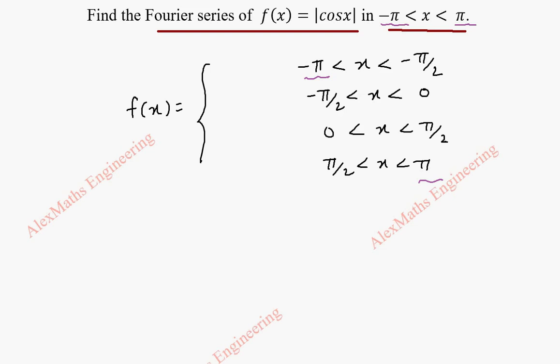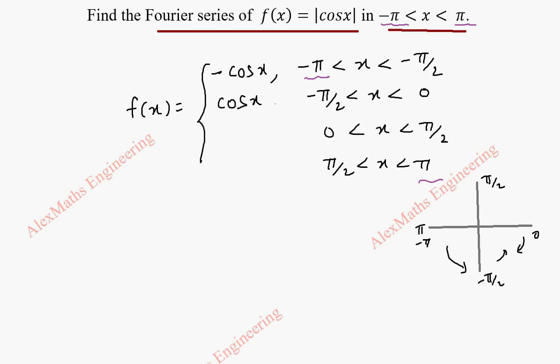So for reference, we take the x-axis, y-axis, and this is 0, pi by 2, pi, and if I come in the clockwise direction, this is also minus pi by 2, and this is also minus pi. So minus pi till minus pi by 2 is the third quadrant, and in the third quadrant cos is negative. So this is minus cos x here. Then minus pi by 2 till 0 is the fourth quadrant, and cos x is positive in the second part. And this is the first quadrant, 0 to pi by 2, which is again positive, and pi by 2 till pi is the second quadrant, which is negative. So we split into four parts.